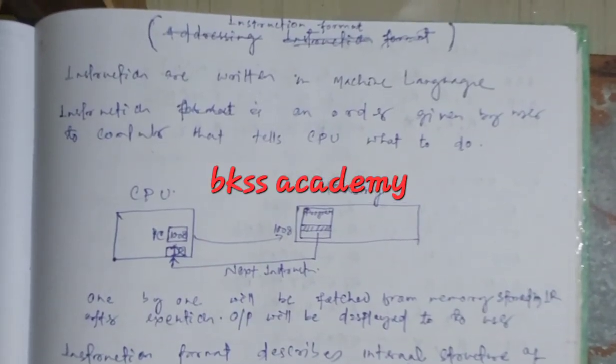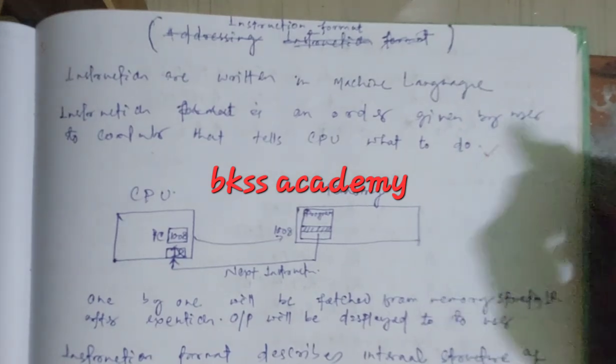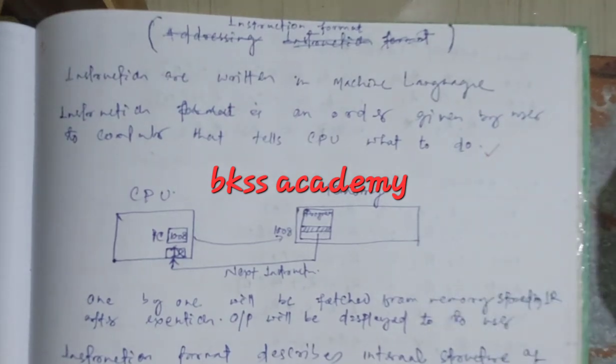Now we will discuss instruction format in computer architecture. Instructions are written in machine language. An instruction is an order given by the user to the computer that tells the CPU what to do, which instruction to be executed. That is the order by the user to the computer.